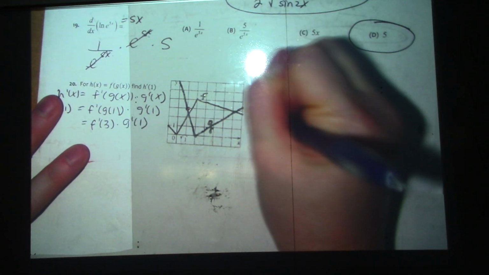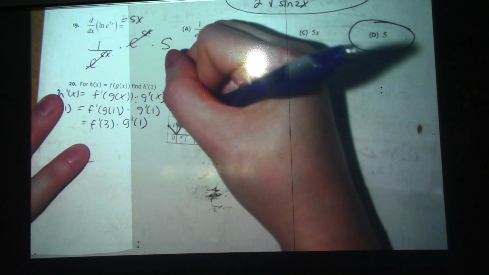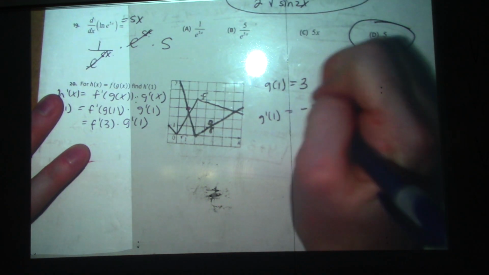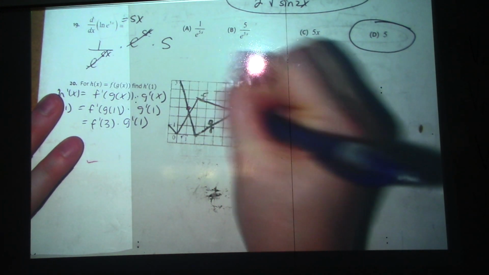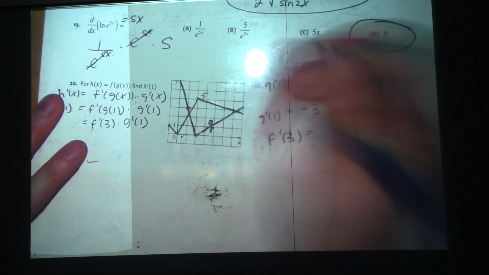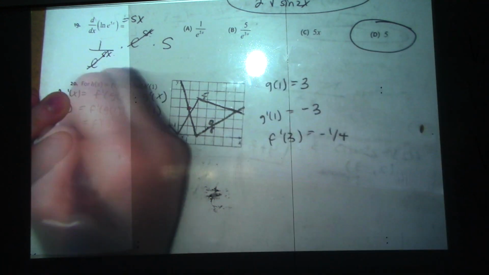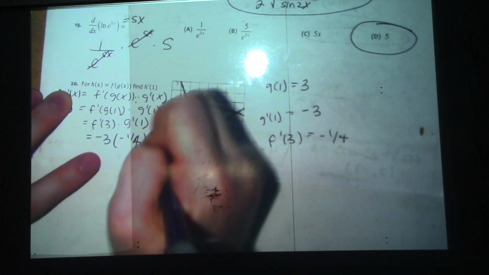g prime of 1 is just the slope here. It's going down 1, 2, 3, 4, 5, 6 over 2, so that's a slope of negative 3. And then f prime of 3, so we're looking at f, 1, 2, 3, so the f prime right here is going down 1 in 1, 2, 3, 4, so that would be negative 1/4. So then you just answer, negative 3 times negative 1/4 is positive 3/4.